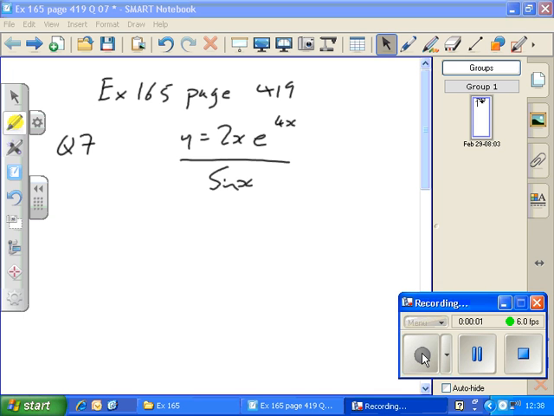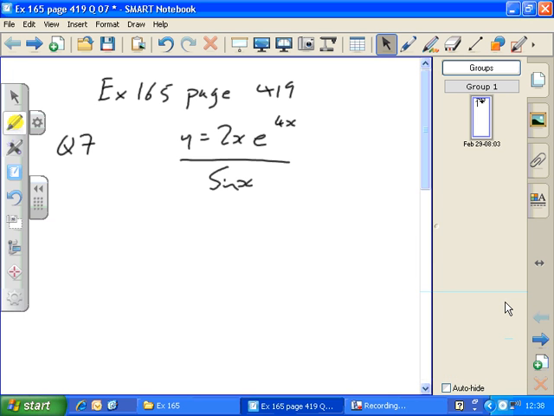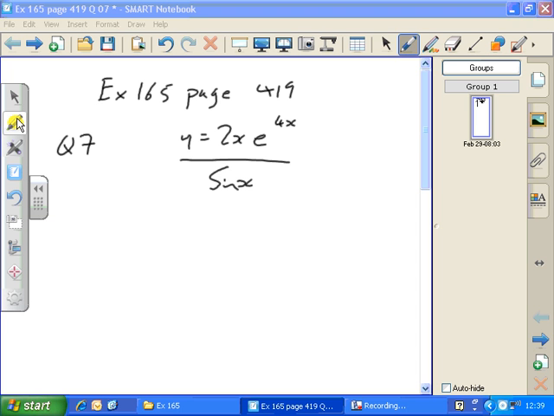Exercise 165, page 419, question number 7. This one's a little bit more involved because if you look at it, I've got on the top here two functions, 2x and e to the 4x. So I will have to use the product rule at some point when working out the differential of the top part.